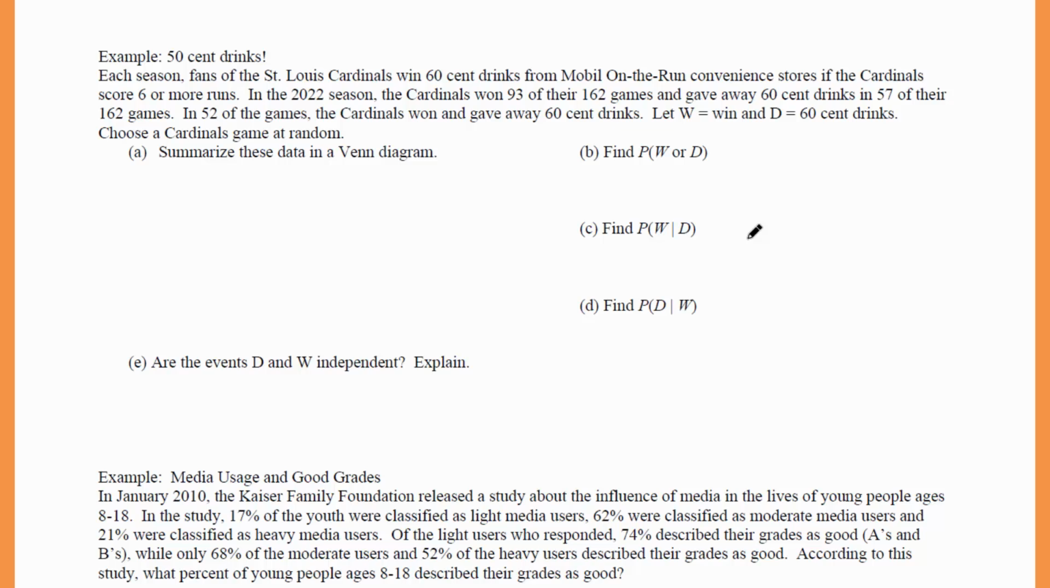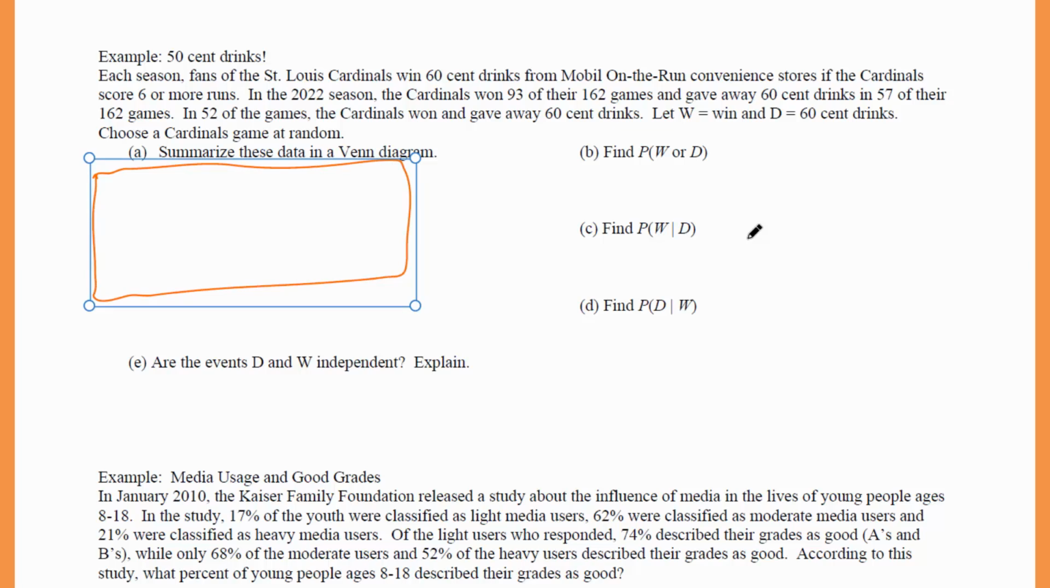Let W be the event that the Cardinals win the game. Let D be the event that there were 60-cent drinks, which means they scored 6 or more runs. We're going to choose the Cardinals game at random. Summarize these data in a Venn diagram. We'll do this example together.